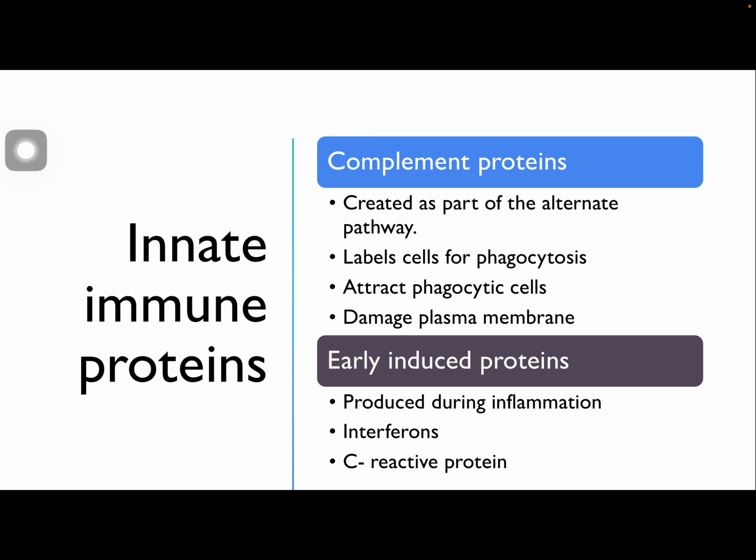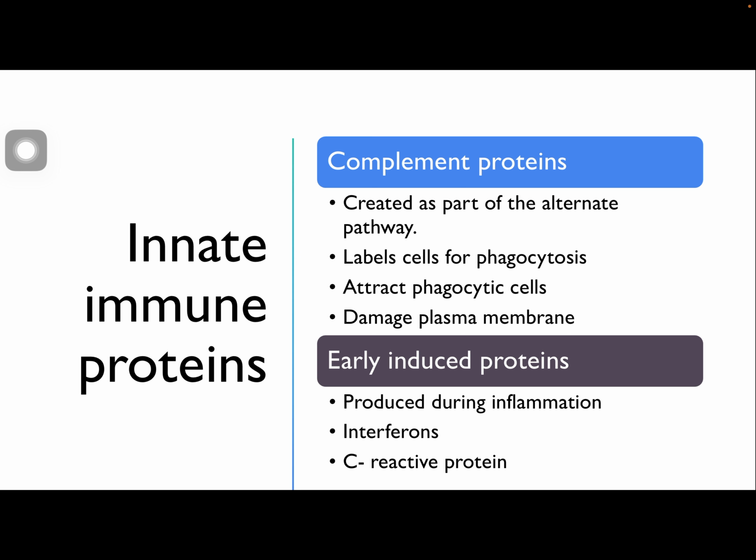Know that complement proteins are produced during the immune response. The main ones produced in the early immune response are C proteins and interferons. C proteins are made by our liver. It's made anytime, they're very sensitive. The liver will start to produce these proteins in the very early immune response.